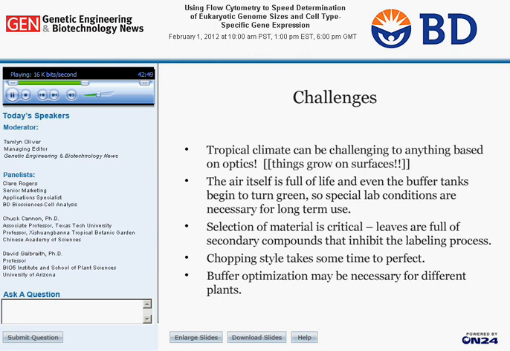Leaves are full of secondary compounds that inhibit the labeling process. And so if you can get these root tips, it can help a great deal. The chopping is very important, and that can take some time to perfect. And again, that depends on the material you're using.